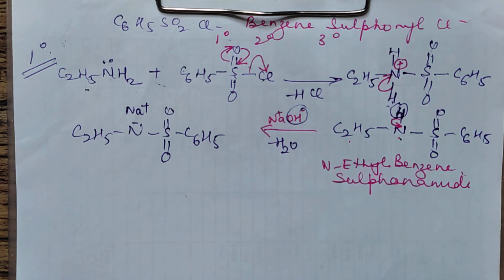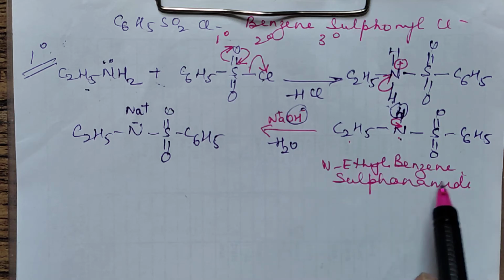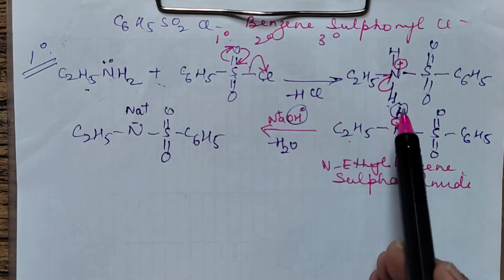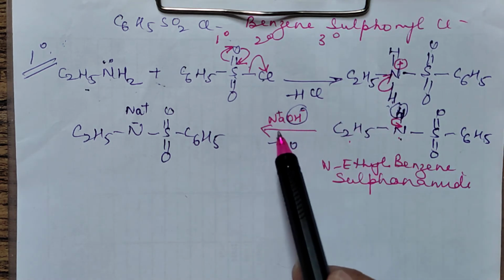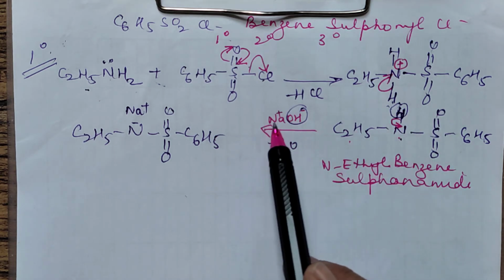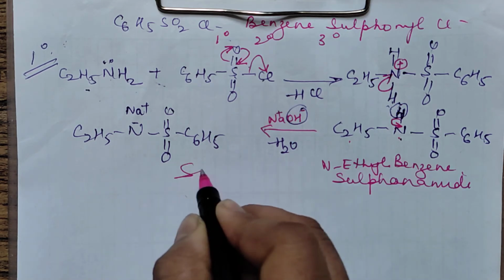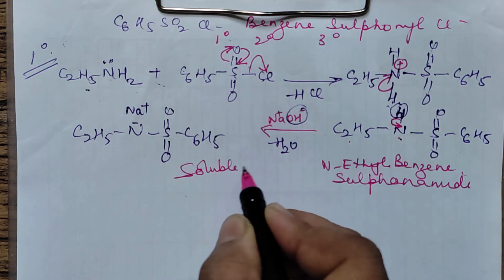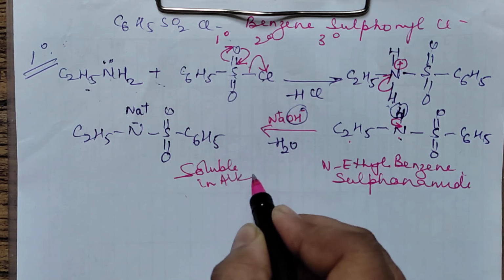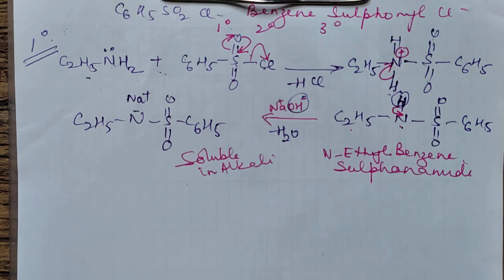And they write in NCERT, it reacts to form N-ethyl benzene sulfonamide, which is soluble in alkali. Why is it soluble in alkali? Because it has that acidic hydrogen. So when you treat it with NaOH, the OH and H come out as water and the Na salt will be formed. So you will write that it is soluble. If you use 1 degree amine, the product is soluble in alkali, that is, with NaOH. Fine. This is for 1 degree.